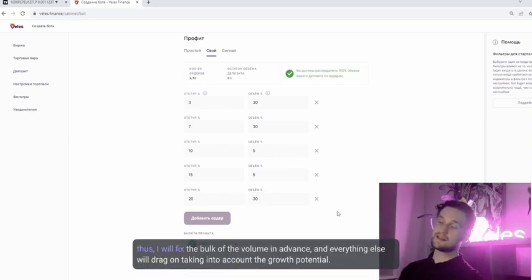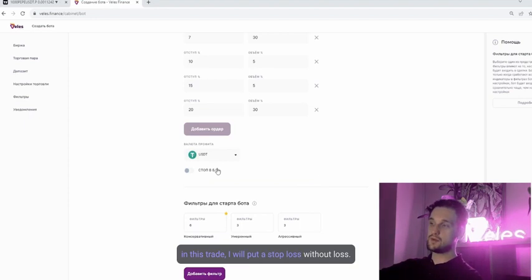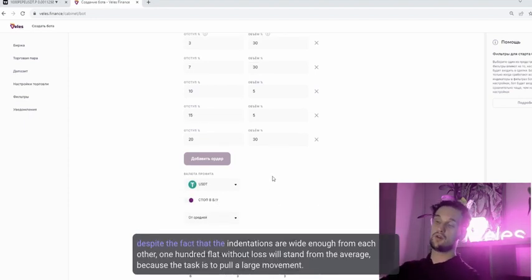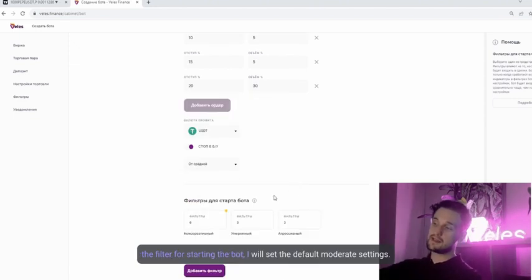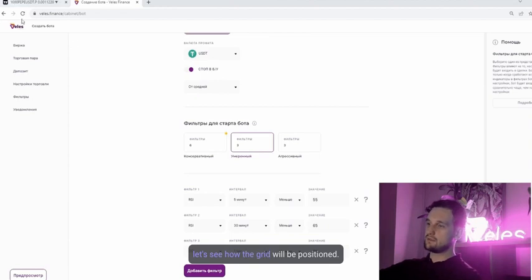Thus, I will fix the bulk of the volume in advance, and everything else will drag on, taking into account the growth potential. In this trade, I will put a stop loss without loss. Despite the fact that the indentations are wide enough from each other, 100 flat without loss will stand from the average, because the task is to pull a large movement. The filter for starting the bot, I will set the default moderate settings. Let's see how the grid will be positioned.